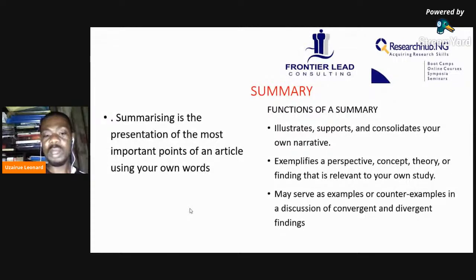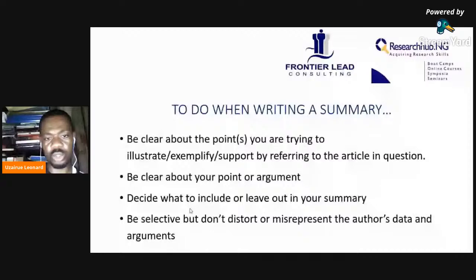Now, the next one is that a summary may serve as an example or counter example in a discussion of convergent and divergent findings. Usually in discussions, there are findings that you find in an article that support, that are in line, that are in tandem with your own study. But there are some that are in contrast. They are in disagreement. They are not in agreement with your own study. So it's a good summary that will help you to identify those particular findings that will help you enrich your own discussion.